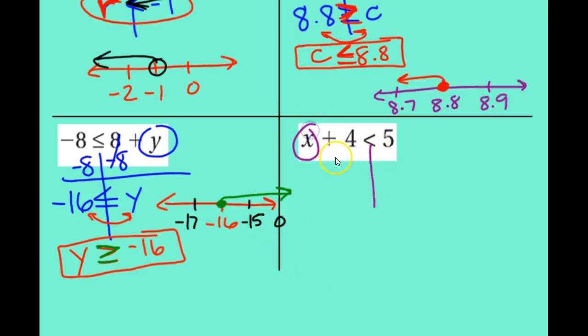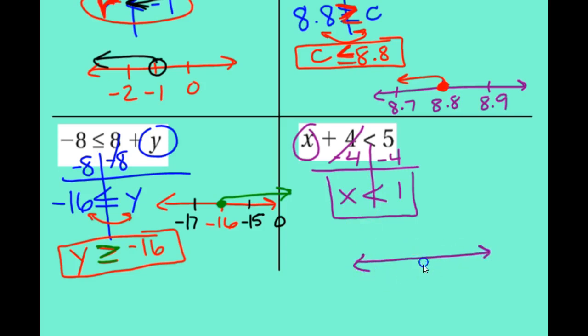This one we want x by itself, so subtract 4. X is less than, and then 5 minus 4 is 1. This one already has the letter on the left, so we can just graph it. 0, 1, 2. And then this one is just a less than, so it's not equal to, so open circle. And then less than is to the left. Less than 1 would be 0, negative 1.